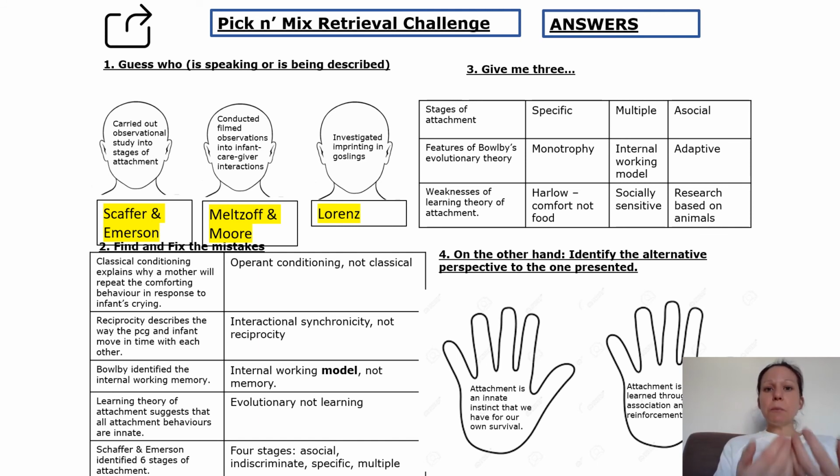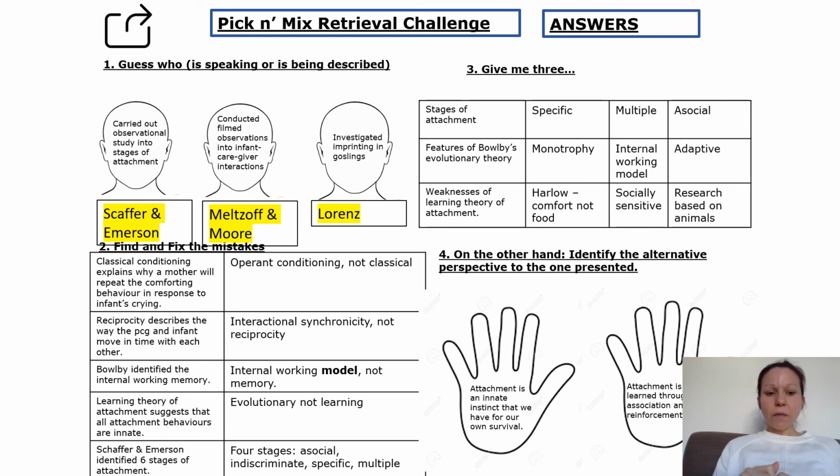So if you reciprocate something, you do it back. You've seen it, pause, do it back. If you're synchronized, think of those synchronized swimmers. They're all doing it at exactly the same time, exactly the same movements. So here, where it's telling us the primary caregiver and the infant move in time with each other, that should have been my clue. Right, okay, that's synchronicity. All right, try and get that clear in your mind, because that's a common mistake.